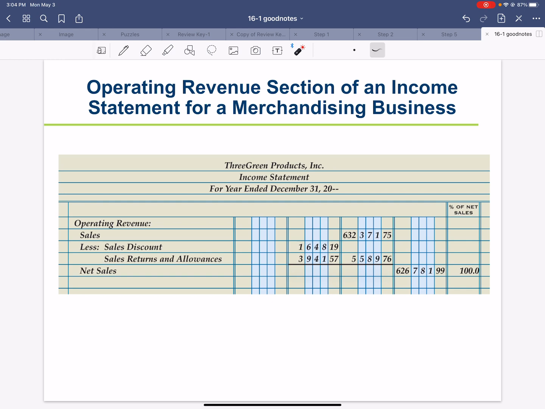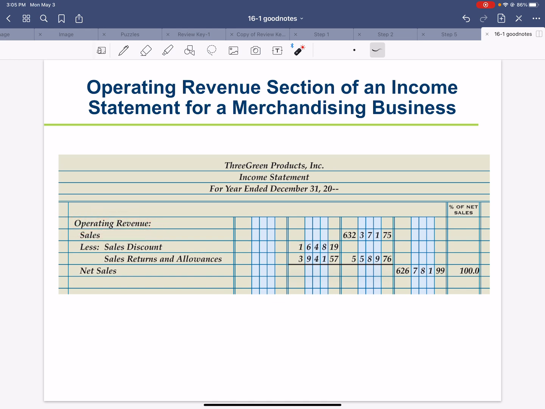The first thing is your heading. Remember, in your heading, you have the name of your business, the financial paper you're preparing, and this covers a fiscal period of 1 year, so you put for year ended December 31st. Our second step is to prepare the operating revenue section. So we put the title. It is operating revenue. That is the title of the section.